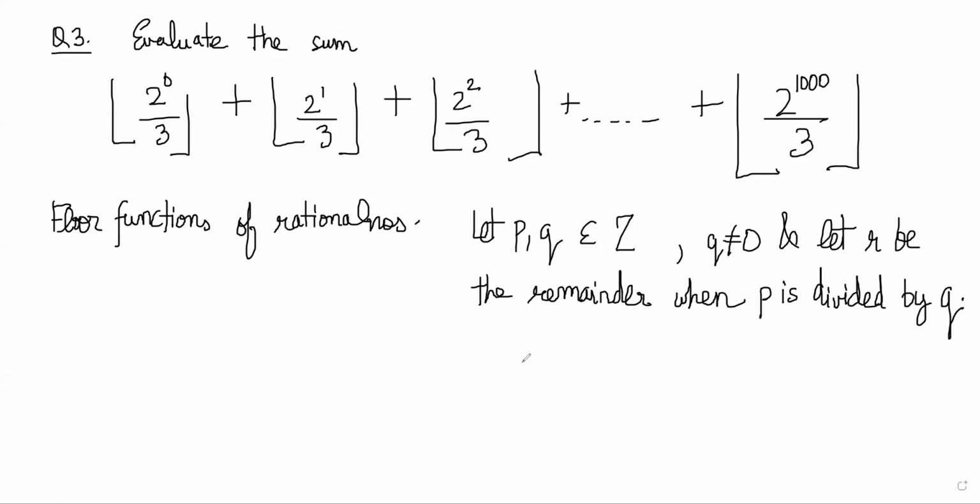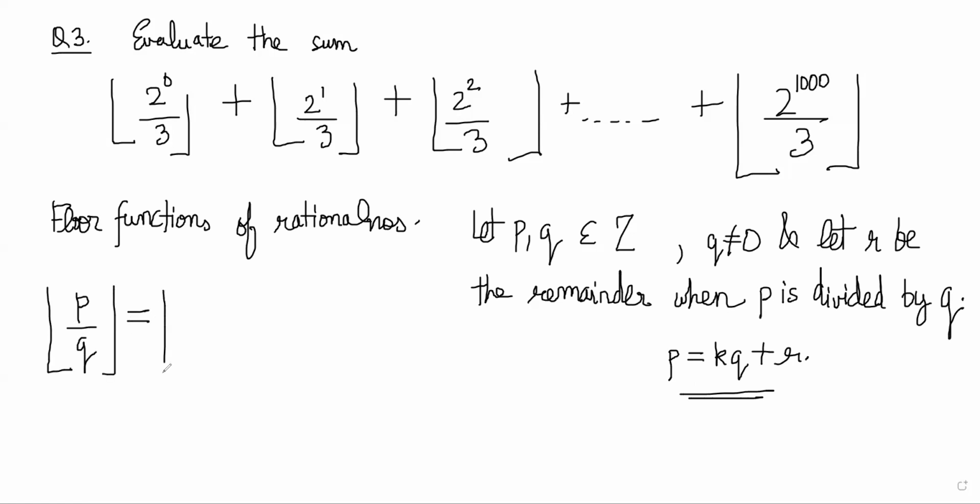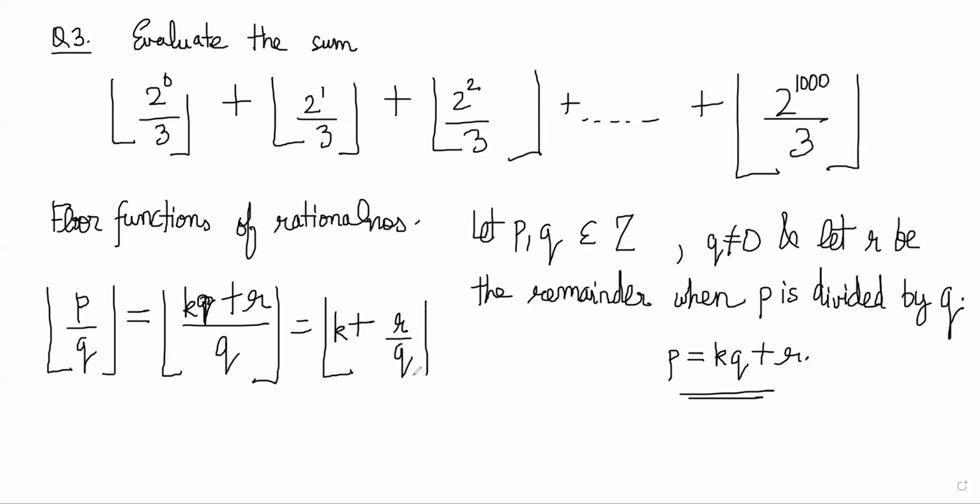Let R be the remainder when P is divided by Q. So we are saying let P be equal to K times Q plus R, right? In that case, we can show that GIF of P by Q is equal to GIF of (K times Q plus R) divided by Q, which is equal to GIF of (K plus R by Q), which is equal to K plus GIF of R by Q.